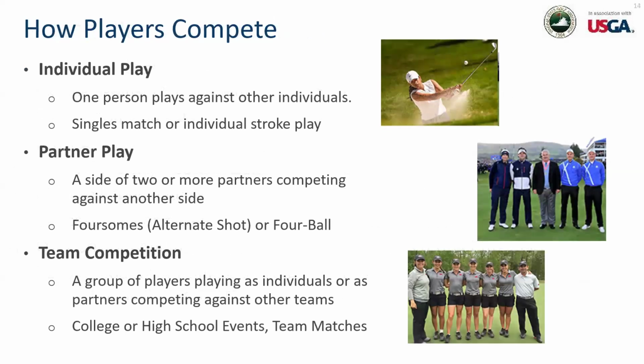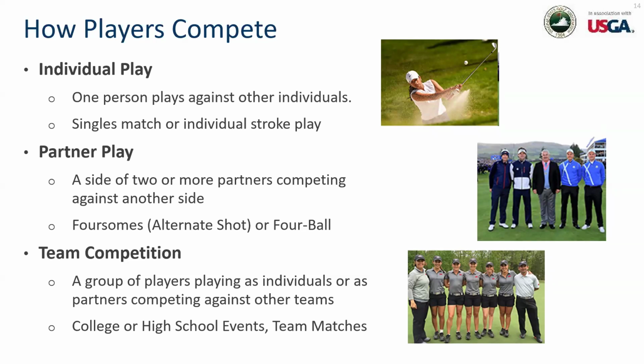So, how do players compete? Within two major forms of play, there are actually three different ways that players can compete. First off, individual play, which is probably what we see most often. One person plays against other individuals. This could be a singles match or individual stroke play. In the book, Rules 1 through 20 are written specifically for individual play.